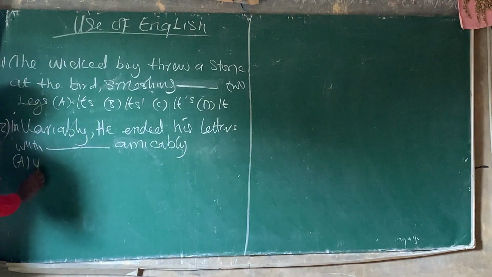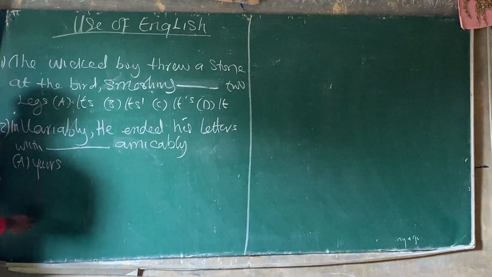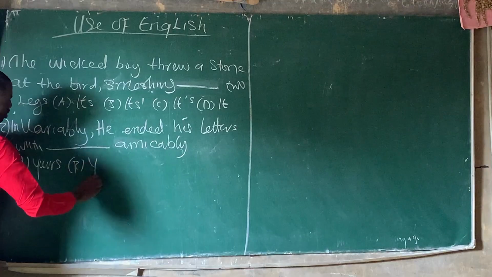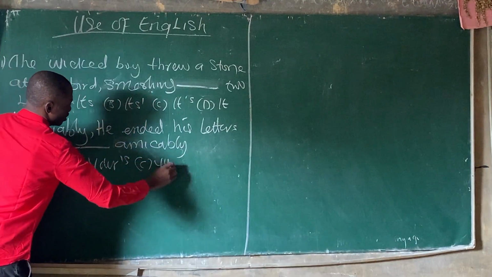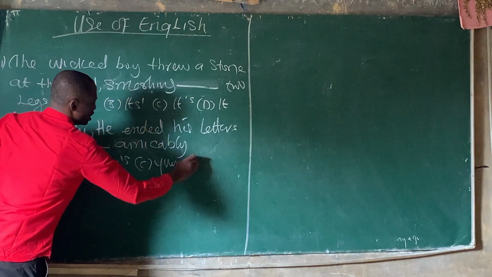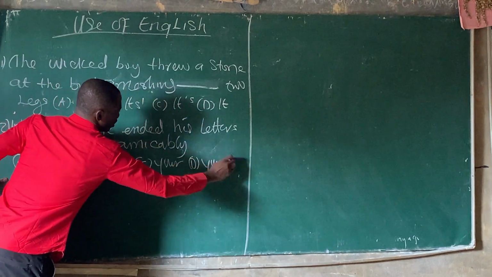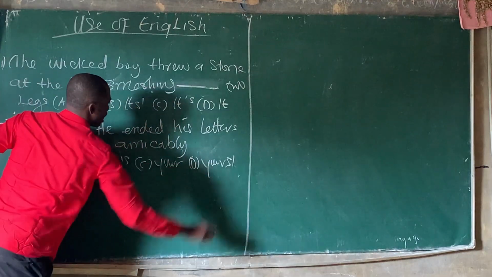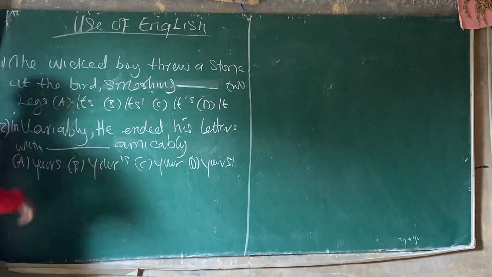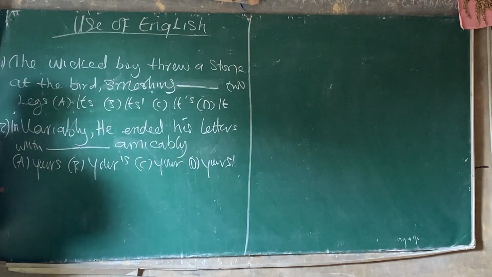A, yours amicably. B, yours amicably. C, you amicably. D, yours amicably. Wait, okay, put on apostrophe again. Alright, the next one is 3.